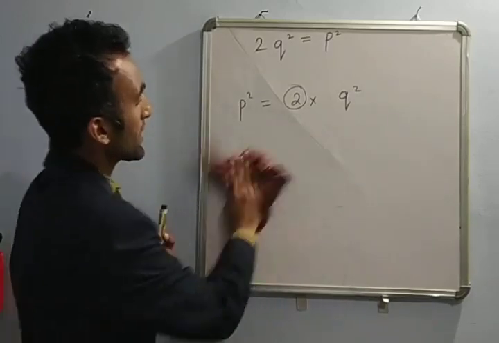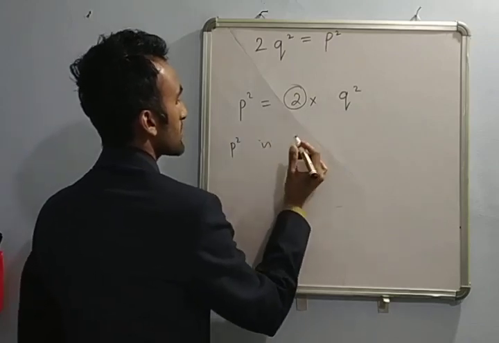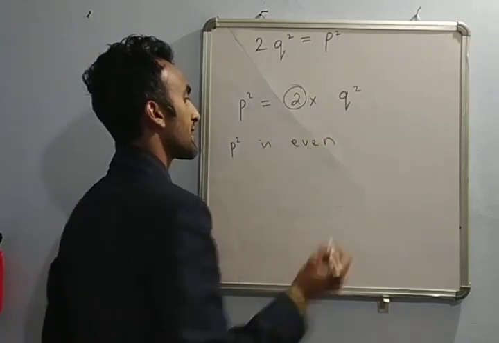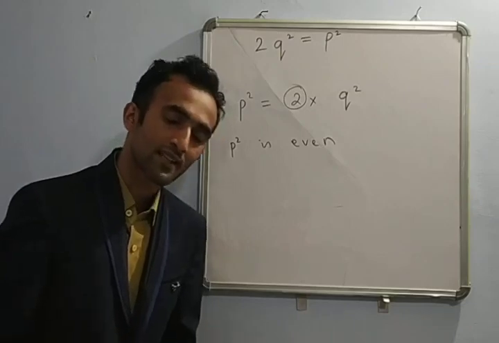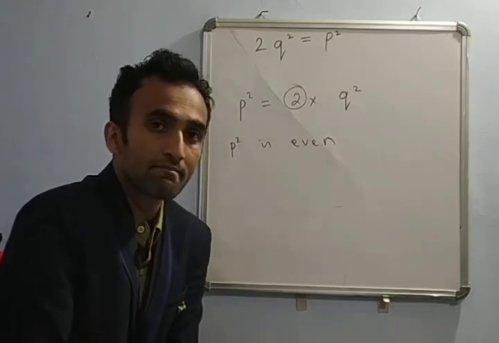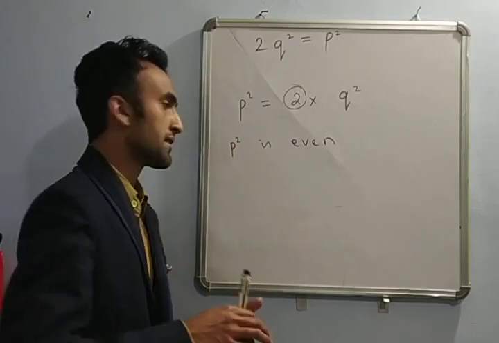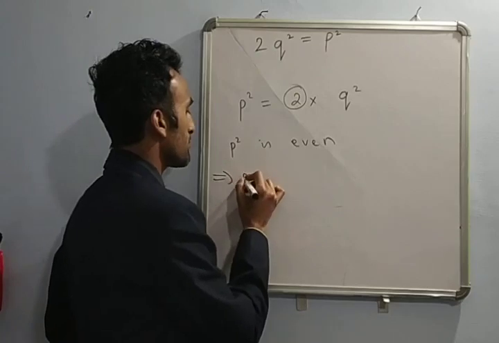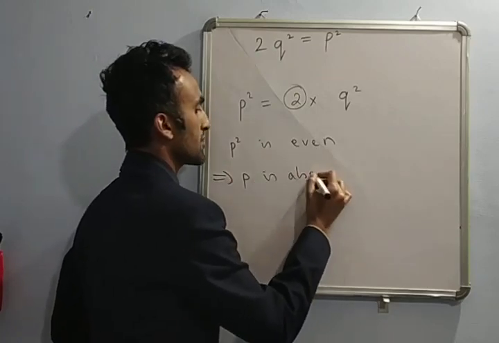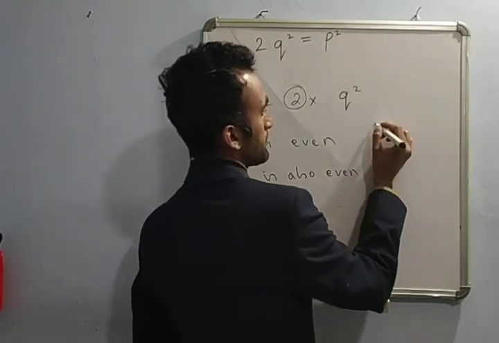Now what can I write here? P square is even. Correct or not? P square is even or not? Now, if P square is even, if anything square is even, does it not imply P is also even? Check. Example. Okay? Let's see.